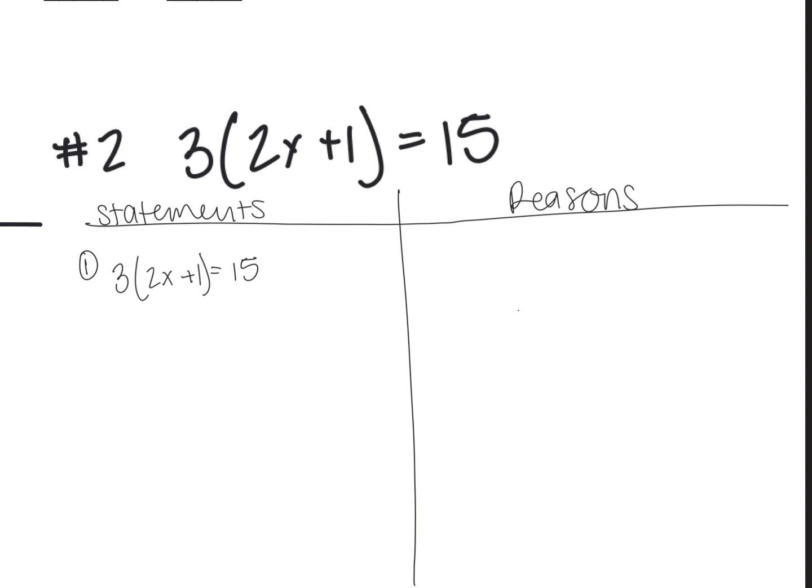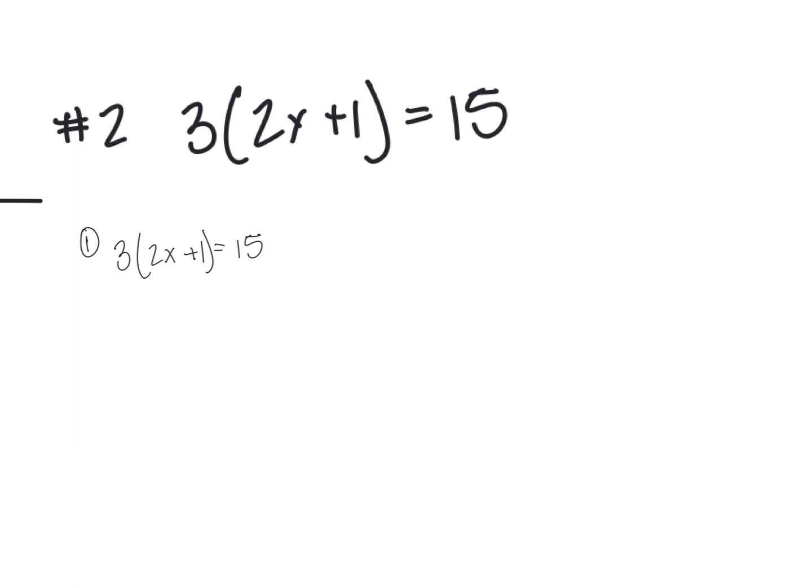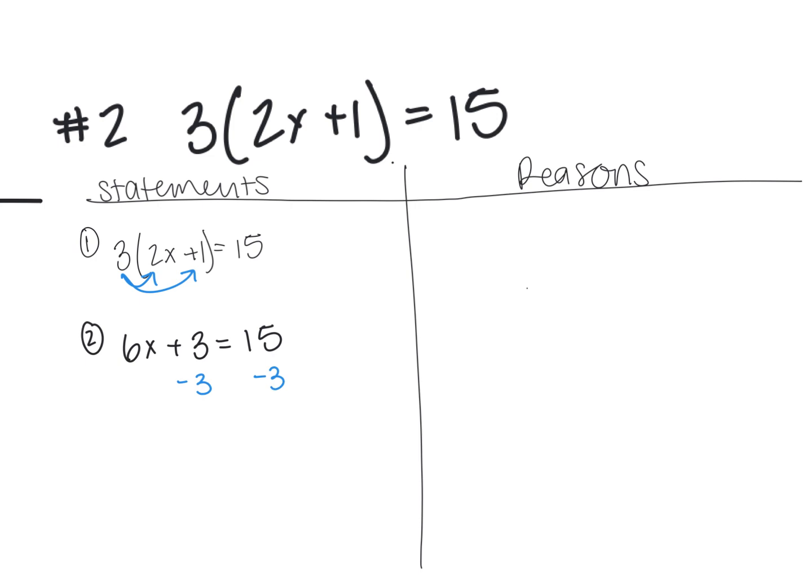And looking at it, what should I solve first? What am I going to do first? Division. Okay, we're going to do our reasons last. So we're just solving our statements. Distribution. Good, I'm showing you guys my distribution. So I'm going to get 6x plus 3 equals 15. And then what do I have to do next? Subtract 3. Good, I'm going to go ahead and subtract 3 from both sides.